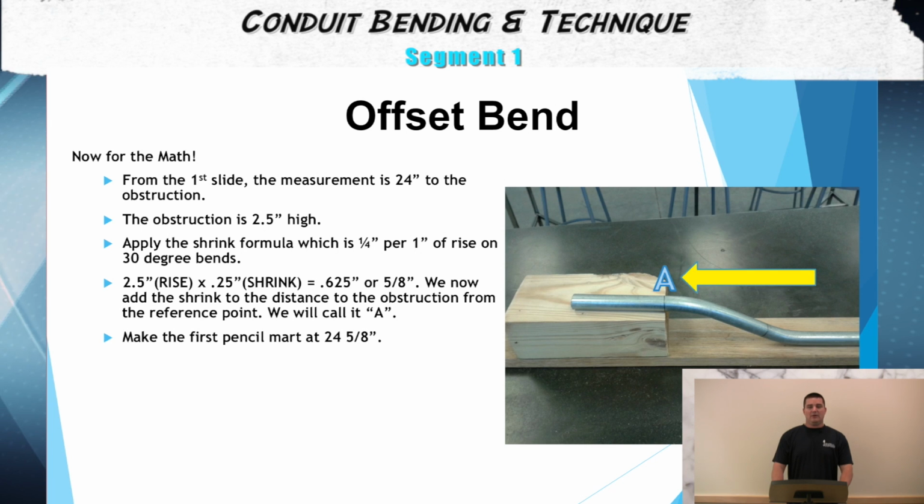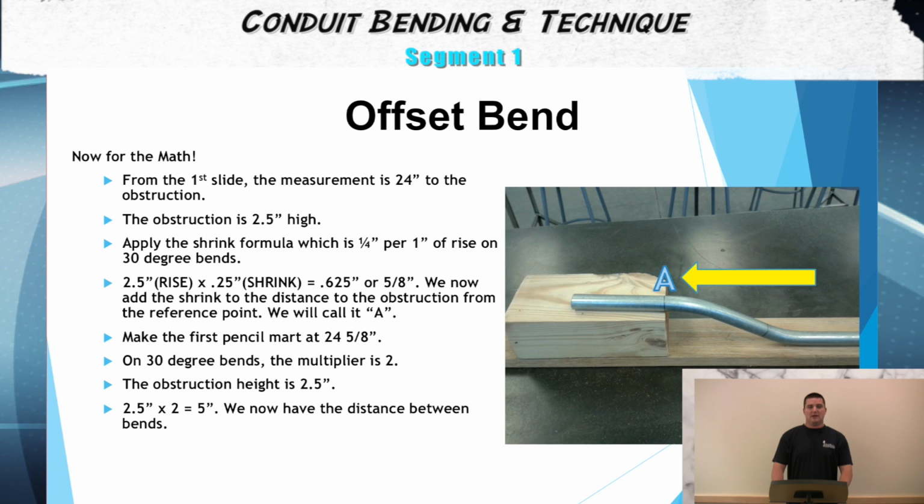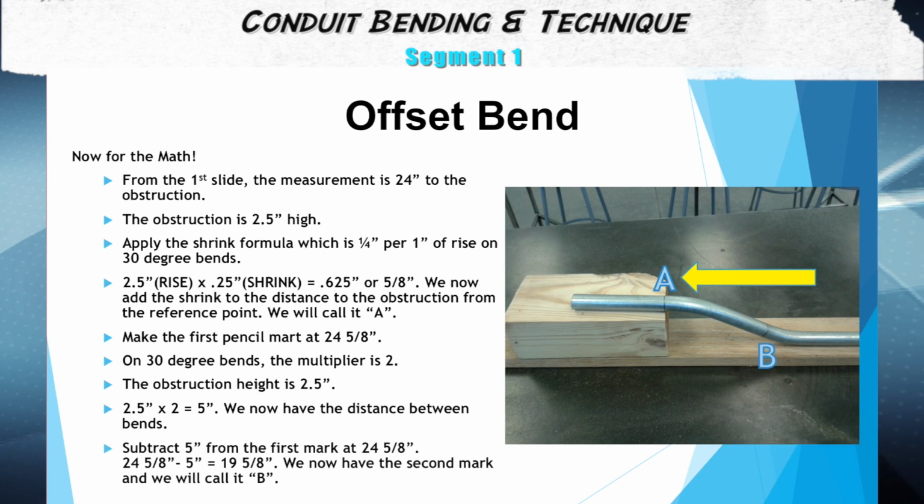To get the B mark, we know that the multiplier is 2. The height of the obstruction was 2.5 inches, so 2.5 inches times 2 equals 5. That's the distance between bends. If we subtract 5 inches, the distance between bends, from the A mark of 24 and 5/8, we end up with 19 and 5/8 of an inch, and that's going to represent the B mark.